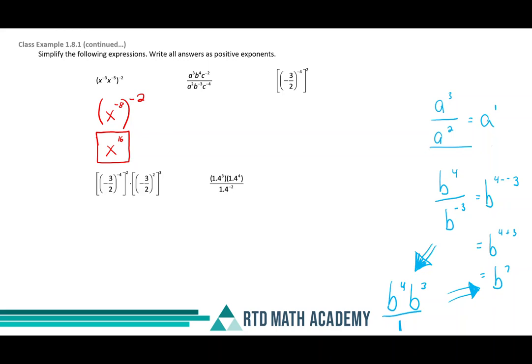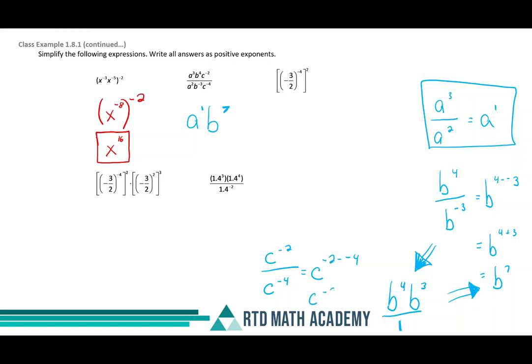So far with our a's, we have a to the power of positive 1, so that's going to stay on the numerator. We've got b to the power of positive 7. So now let's just take a look at our c's. We have c to the power of negative 2 divided by c to the power of negative 4. Now we also know we're going to subtract those exponents, so that becomes negative 2 minus negative 4.